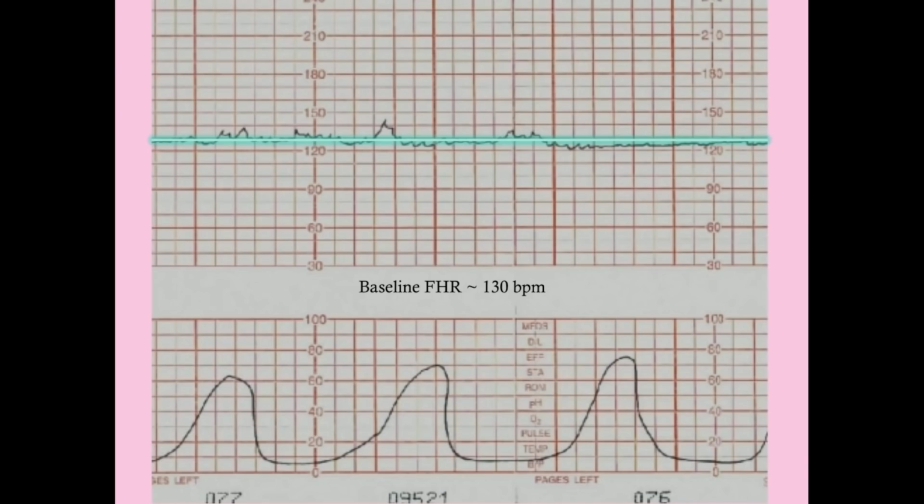Okay, so what is this back here? Well, if you look at these fluctuations, this is all baseline here. This might be a little acceleration, but if you look here, we're all the way down to about 125 here, and all the way up to about 135 here. So what kind of variability is this? This is moderate variability.